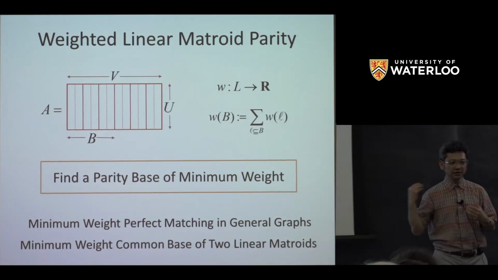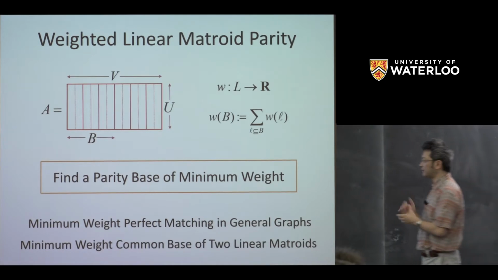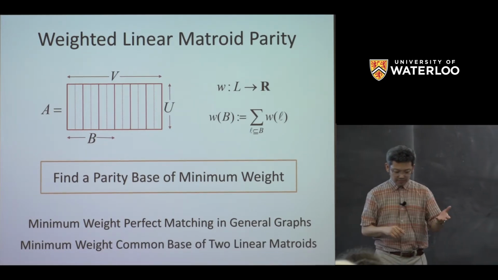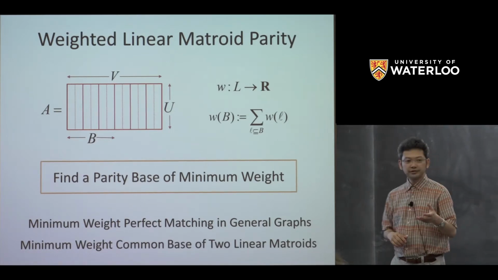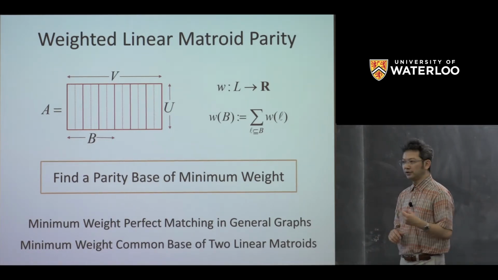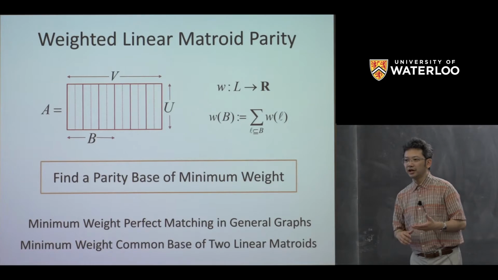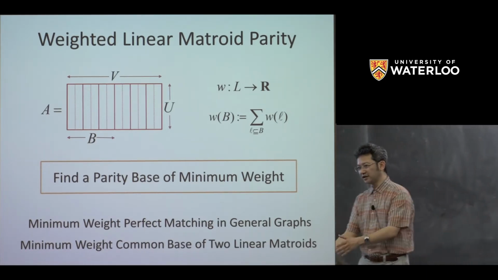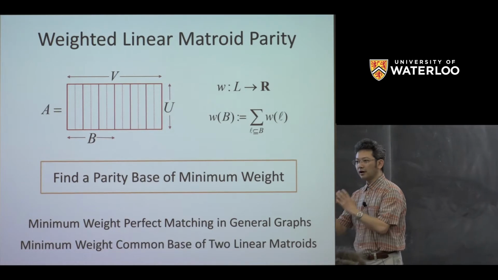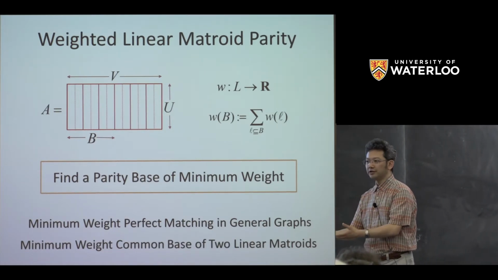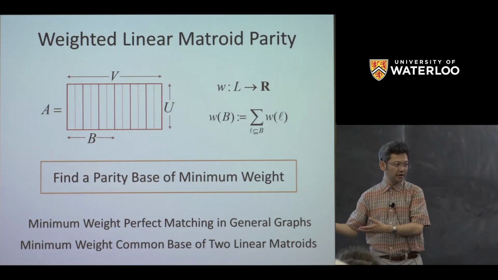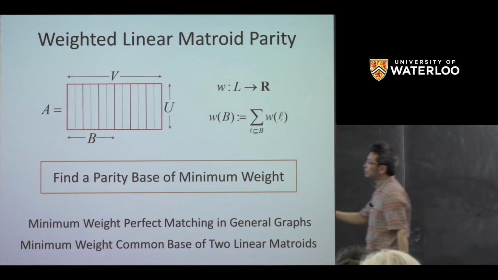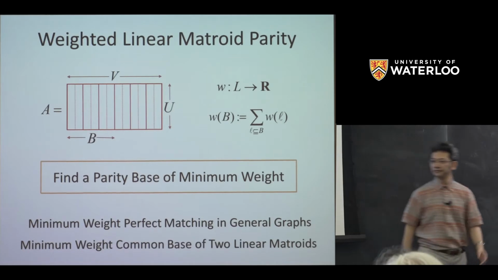So this generalizes the minimum weight perfect matching problem in general graphs, and also generalizes the minimum weight common base problem of two linear matroids. Okay? And as a weighted version of the linear matroid parity problem, one can think of finding a maximum weight independent parity set. Okay? And these two problems are actually equivalent. So I will talk about this setting. Okay?